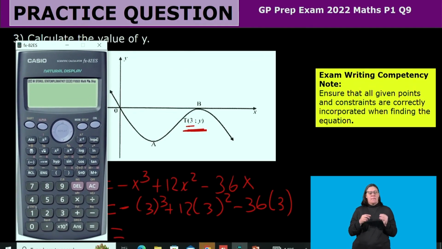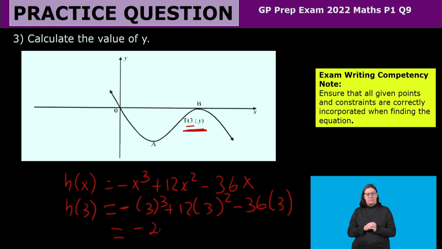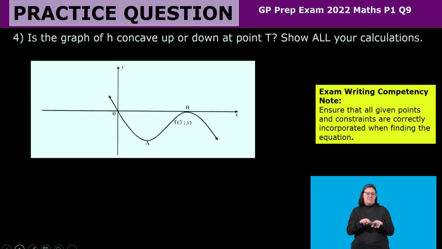So we're going to get minus 27 plus 12 times 3 squared minus 36 times 3. And that gives us negative 27. So therefore the value y is equal to negative 27. If you get a question like this, you're really lucky. This is marks up for grabs. It's just testing that you know how to substitute values in.